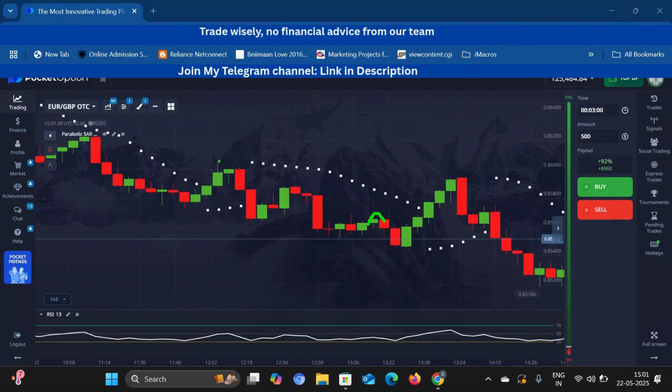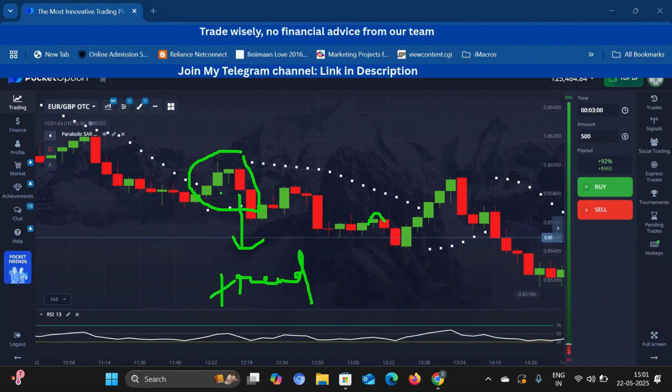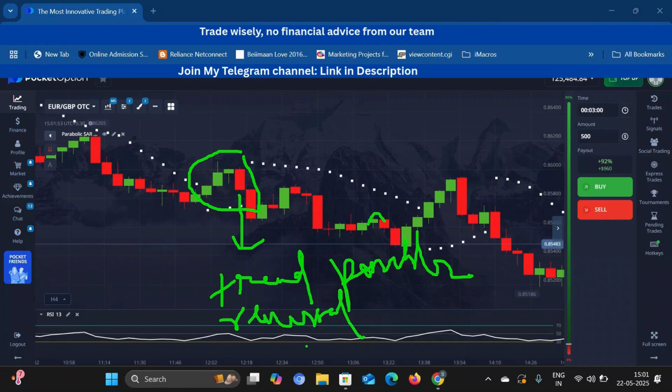Vice versa, when the distance between the price and the dots is very small, it means the trend is not very strong and a trend reversal is possible. A reversal from an uptrend to a downtrend is possible. So you just need to remember this about trend reversals, okay?